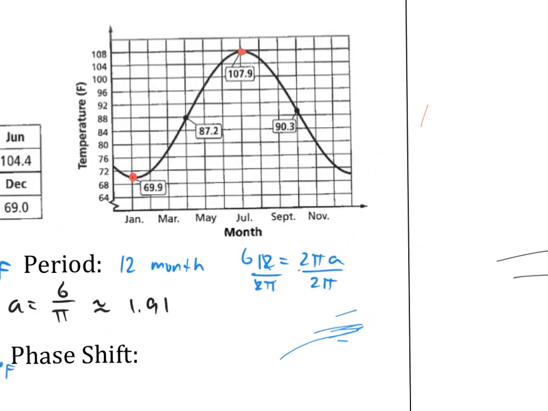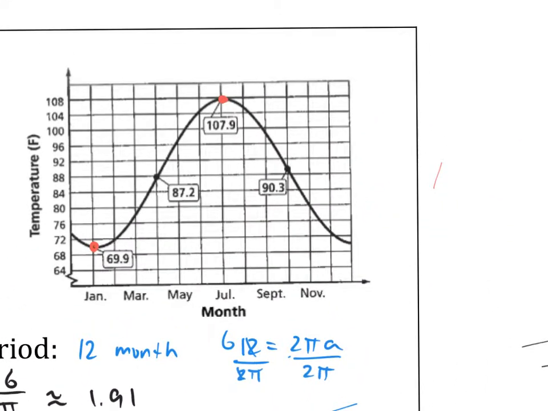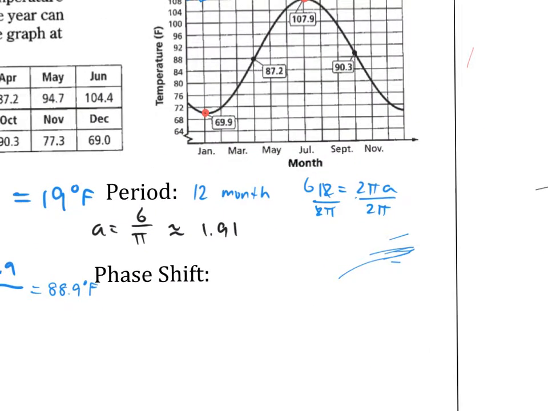Now the phase shift. Phase shift is horizontal. Now cosine starts high over here, but it's high over this way. So how many months? 1, 2, 3, 4, 5, 6. It shifts all the way 7. So the phase shift is 7 months.